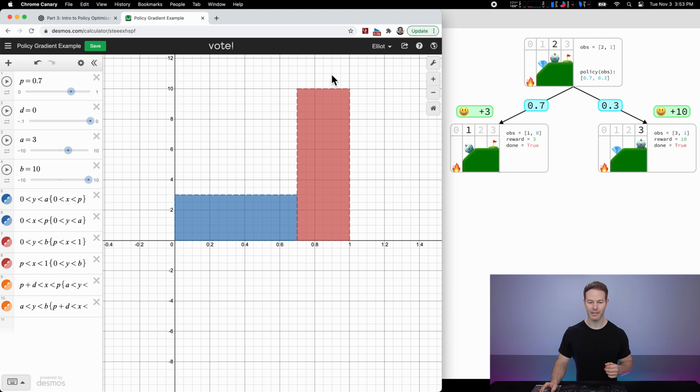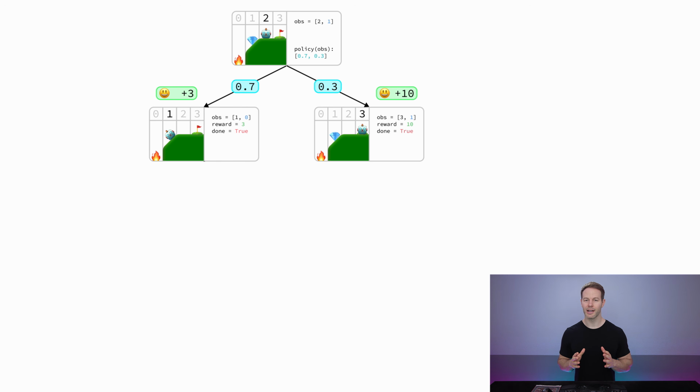And for this red rectangle, for each increase in its probability by dx, we'll increase the expected return by 10 times dx. And then we could just cancel those out to find the difference between them, which would be 7. So now that we have that visual concept of what the expected return looks like, let's think about what would happen if we tried to calculate the gradient of the expected return.